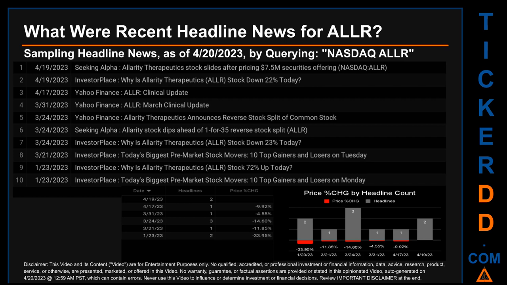The oldest publication date of Monday, January 23, 2023, was actually the day with the lowest percentage change in price. It saw a price drop of -33.95%. The latest publication date of Wednesday, April 19, 2023, was actually the day with the highest percentage change in price. It saw a price drop of -4.55%.